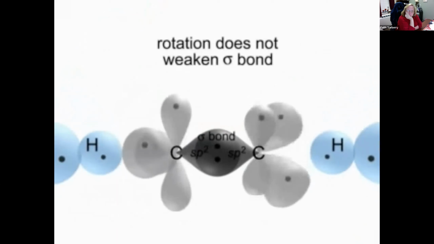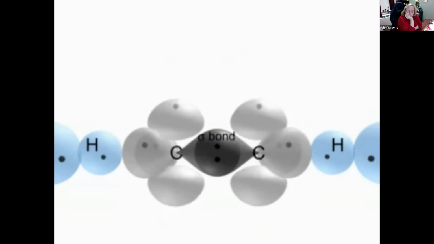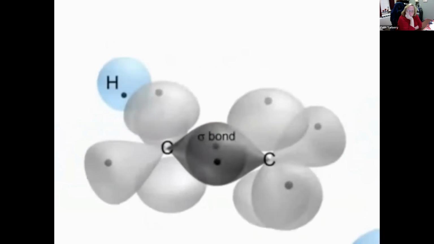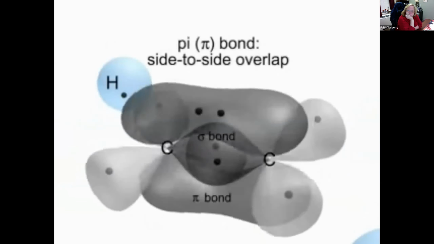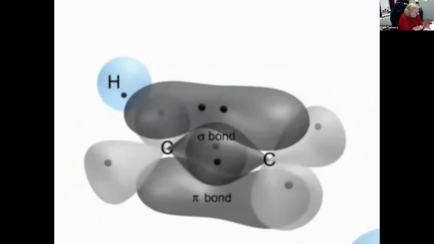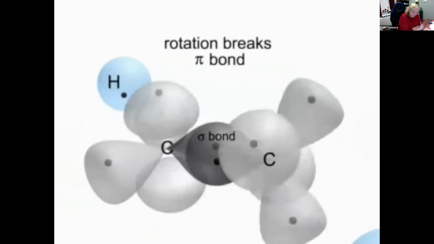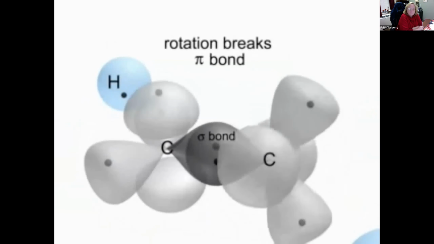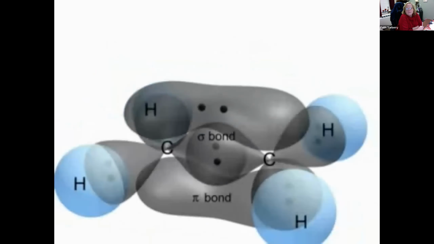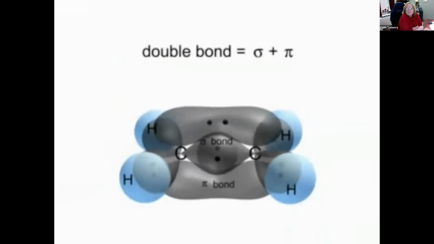Now, focus on the two parallel 2p orbitals. By substituting accurate representations of 2p orbitals, you see that they can easily overlap side to side. This results in a pi bond, one that is not symmetrical along the line between the nuclei. Most importantly, it is weakened and in fact breaks by rotation of one atom with respect to the other. Thus, a double bond consists of one sigma and one pi bond. In the ethylene molecule, 4 H atoms overlap the 4 other carbon sp2 orbitals.